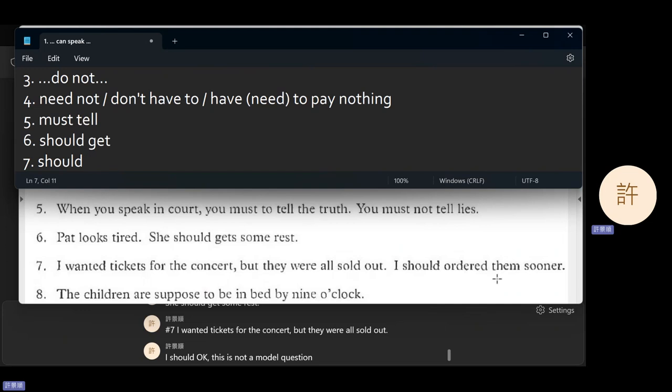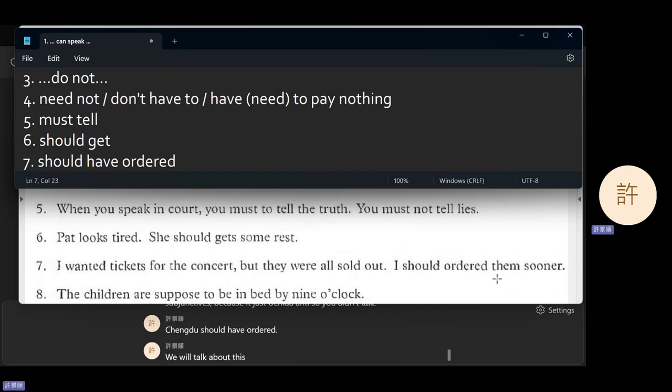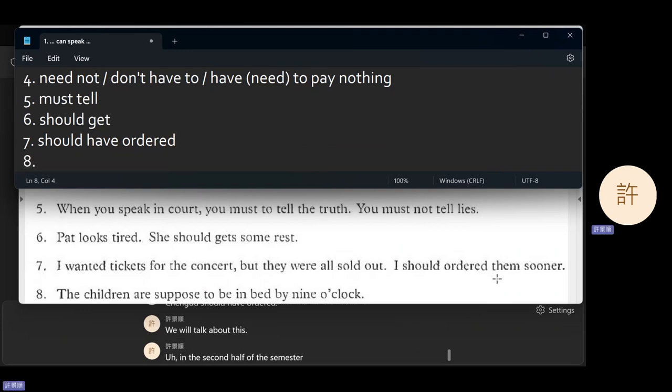This is actually a contrafactual question, otherwise known as subjunctive. 这个是假设语气的问题, 所以有点超前进度. Should have ordered. We will talk about this in the second half of the semester. Number eight, the children are supposed to be in bed by 9 o'clock.